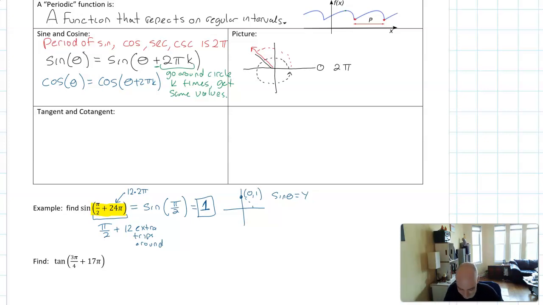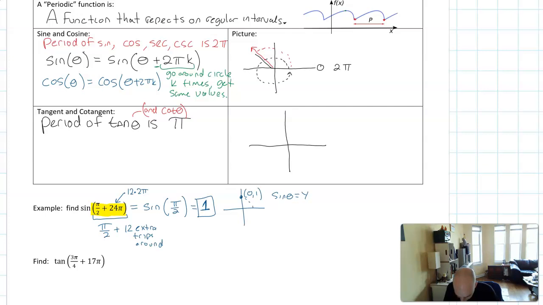Let's talk about tangent. Tangent's a little goofy. It actually turns out that the period of tangent, and cotangent, is pi. Not 2 pi. Why would that be true?